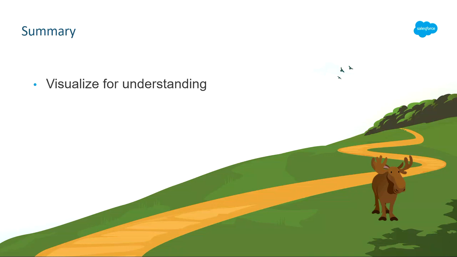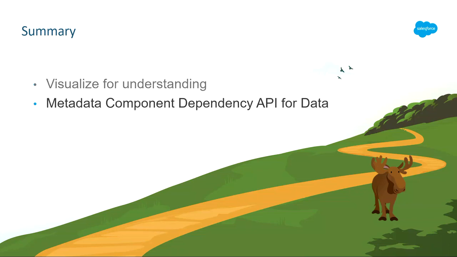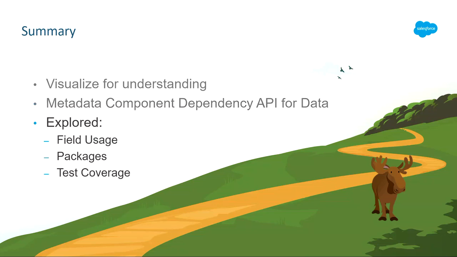So what did we cover? We covered why you'd want to visualize your org, the sort of benefits we can get, and all the types of manipulation we can get out of that. We covered the metadata component dependency API, how that's a useful data source as a starting point for these types of visualizations. And we ran through three examples.